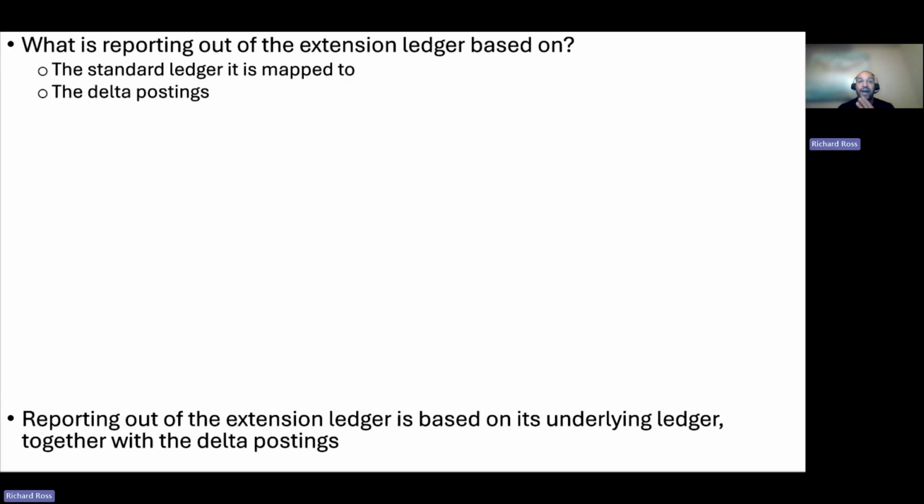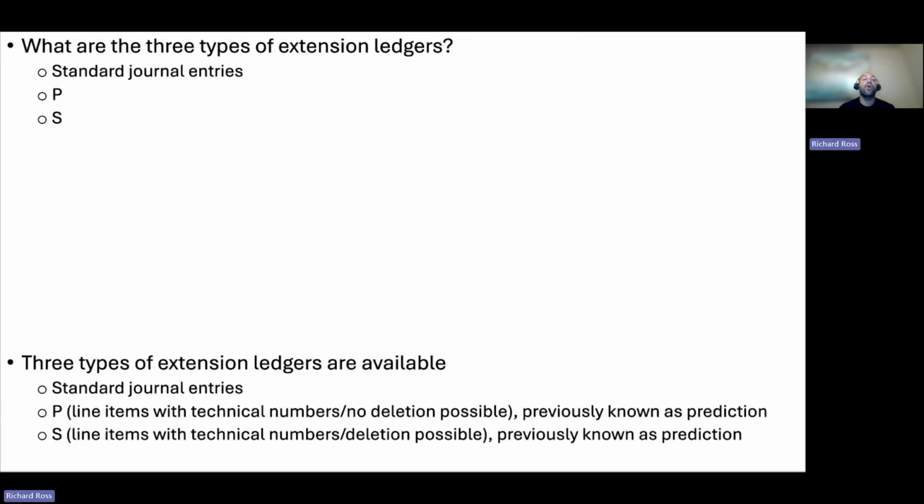What is reporting out of the extension ledger based on? The standard ledger it is mapped to, and the delta postings. What are the three types of extension ledgers? Standard journal entries, S, and P.